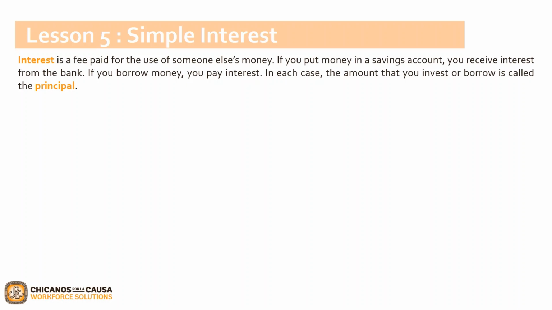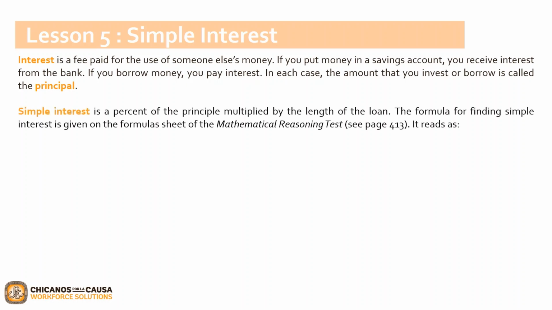Simple interest is a percent of the principal multiplied by the length of the loan. The formula for finding simple interest is given on the formula sheet of the mathematical reasoning test. See page 413. It reads as: interest equals principal times rate times time.